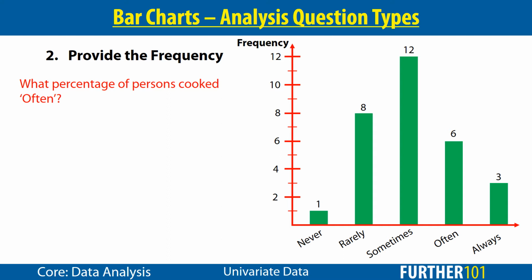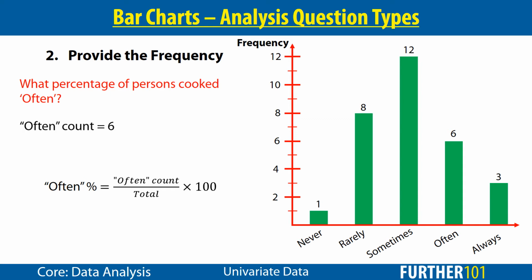Here, the question asks us to provide the percentage of persons who said they often cooked. However, the y-axis provides the count. Now if you recall, go back to our count to percentage formula, we have to take the count, divide it by the total persons from the whole data set, and multiply it by 100.